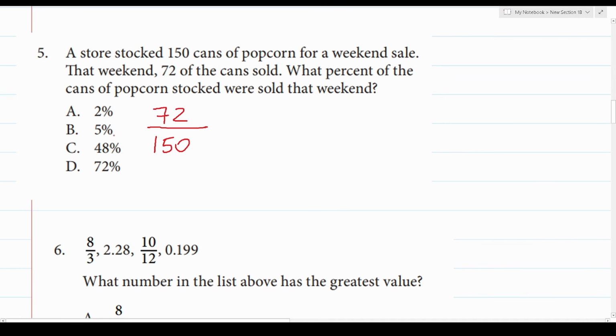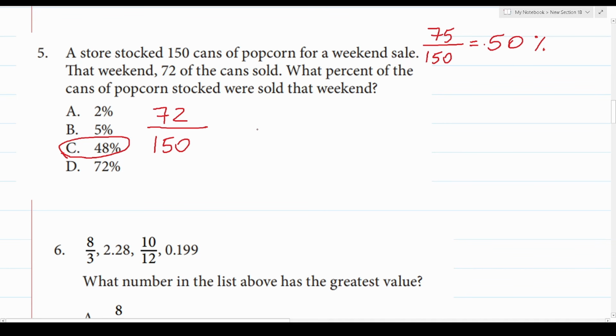That said, if we look at our answer choices for this problem, we can see that they aren't very similar. We have 2%, 5%, 48%, and 72%. Well, half of 150 is 75. So 75 over 150 would be exactly 50%. 72 over 150 is very close to 75 over 150. So in light of the fact that the answer choices are very spaced out, logically speaking, we can confidently say C is going to be the correct answer.